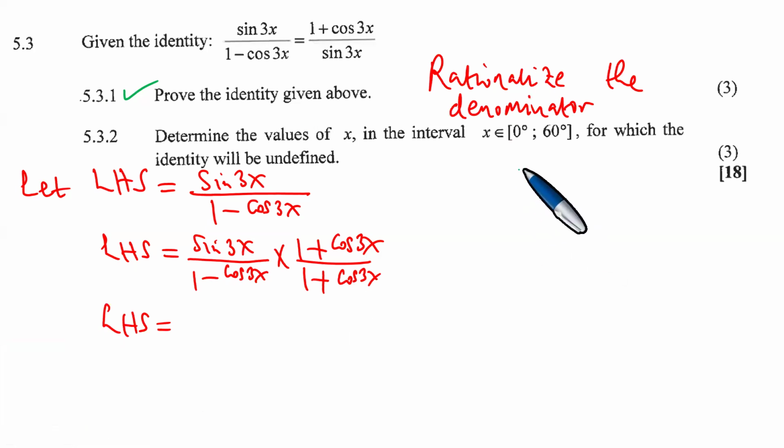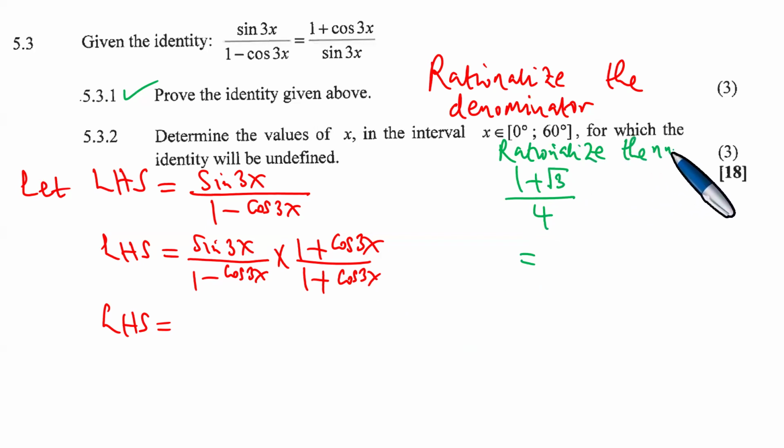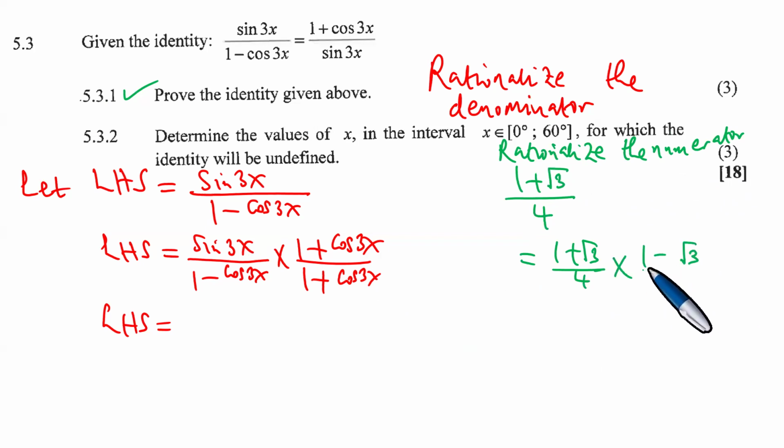For example, we can have 1 plus the square root of 3 divided by 4. Let us rationalize the numerator here, and that is the instruction. How do we rationalize the numerator? We have 1 plus this, and 4, and we multiply by the conjugate. Do you see something called the conjugate?